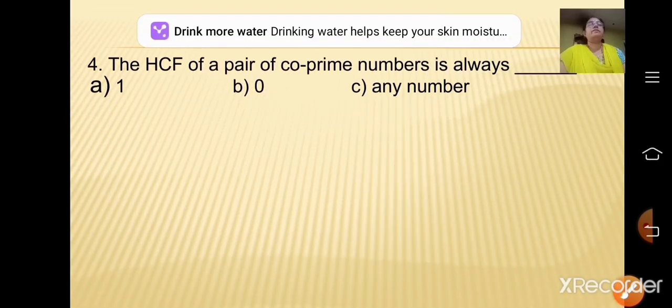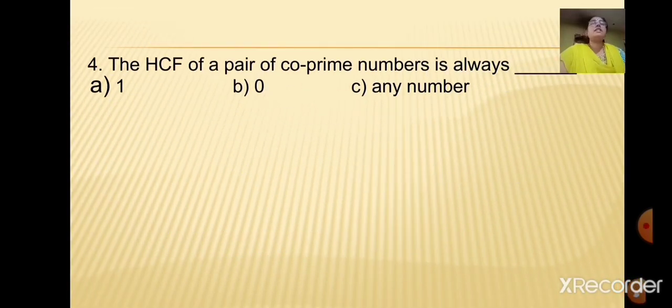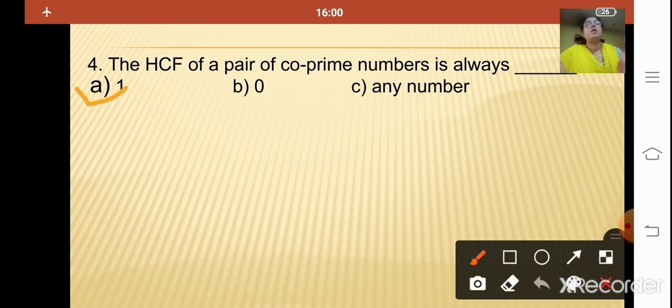Coming to the fourth question, the HCF of a pair of co-prime numbers is always dash. Okay, so what are co-prime numbers? Co-prime numbers are those numbers where the only common factor is 1. So here the HCF of a pair of co-prime numbers is always, what is your answer? Your answer is 1.